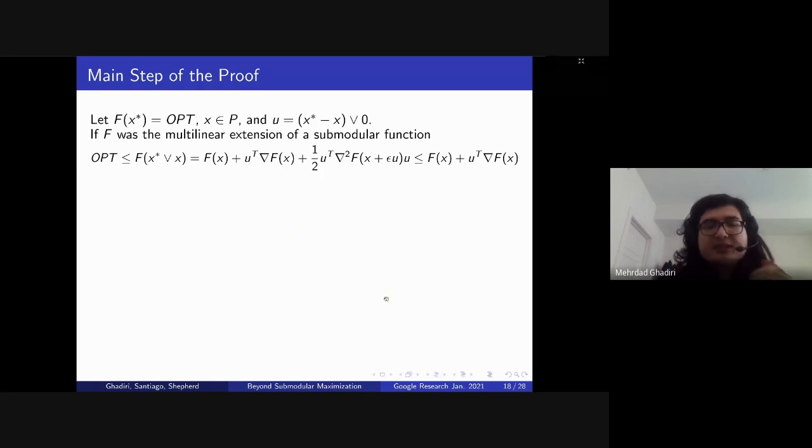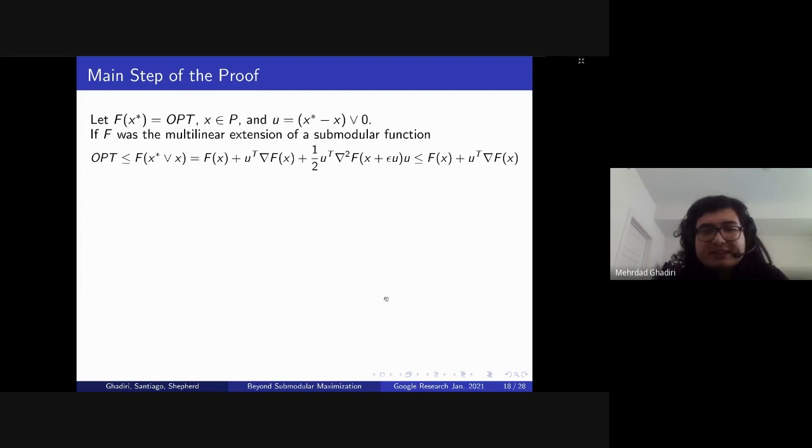Because the function is monotone, f of x star, which is equal to opt, is less than or equal to f of the maximum of x star and x. And then we can write the Taylor expansion of this function. This is just a second order Taylor expansion. It holds for some epsilon between 0 and 1. And then, as we mentioned, because the second order directional derivative is non-positive for submodular functions, we have the last inequality.